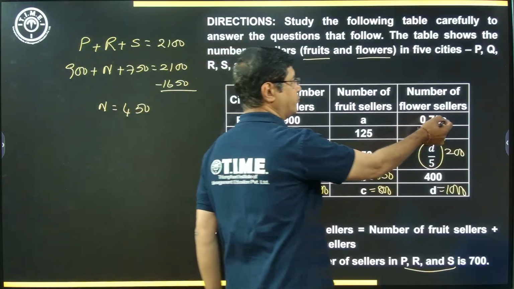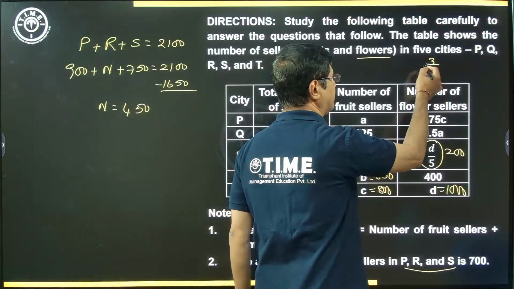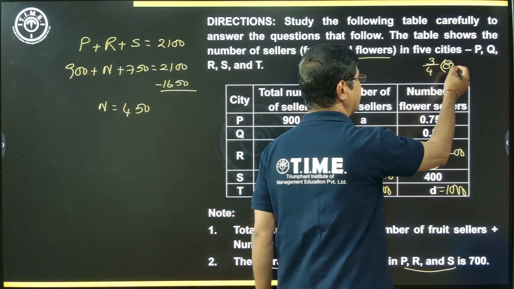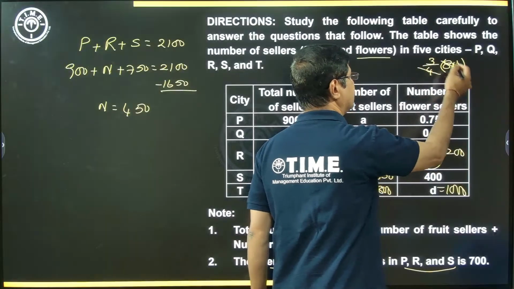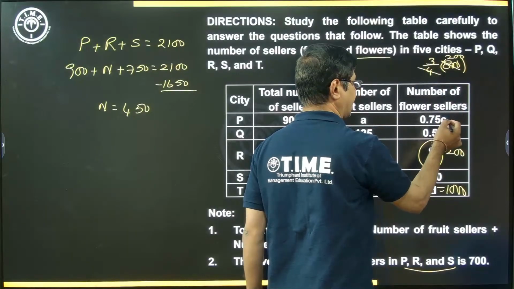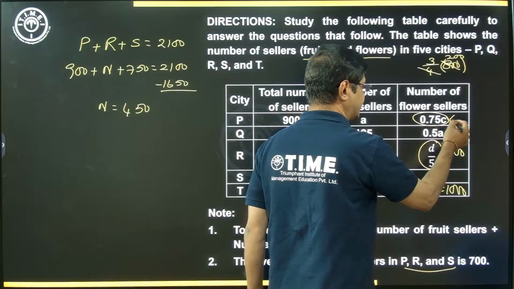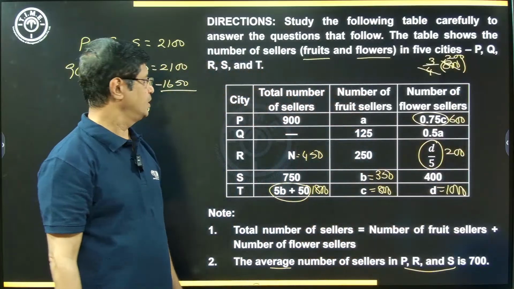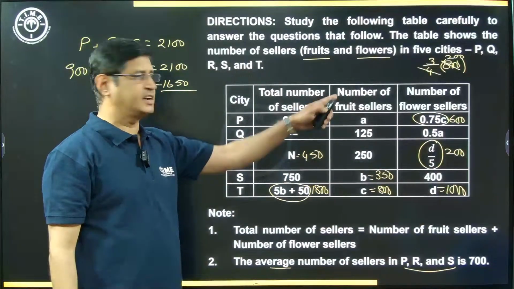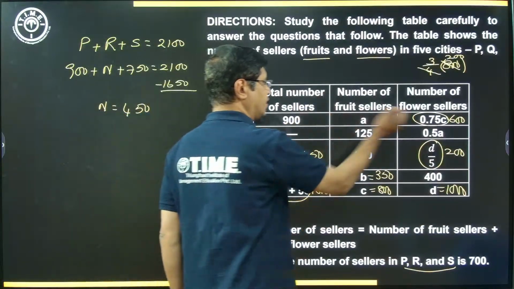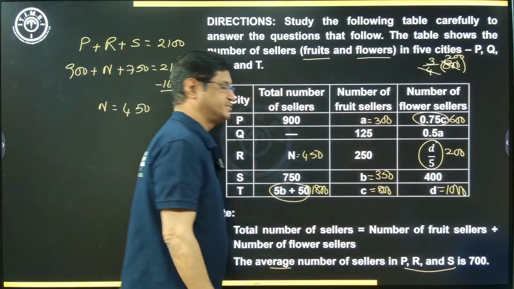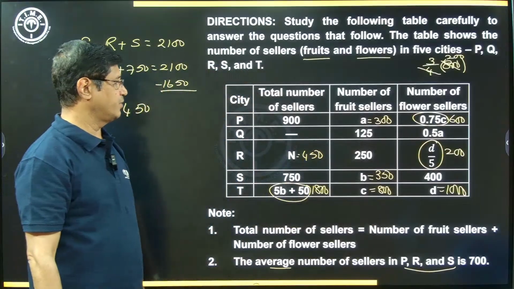Now 0.75C, 0.75 means 3 by 4. 3 by 4 of C, C is equal to 800. Simplify, it will give the value of 600. So 600 is the flower sellers in city P. Total is 900, 600 are flower sellers, so the difference of these two is the value of A, that is 300. A is equal to 300.